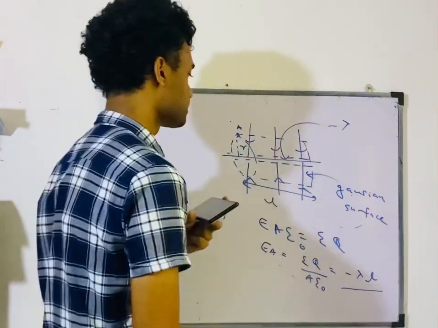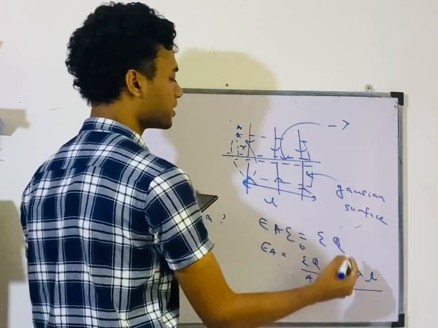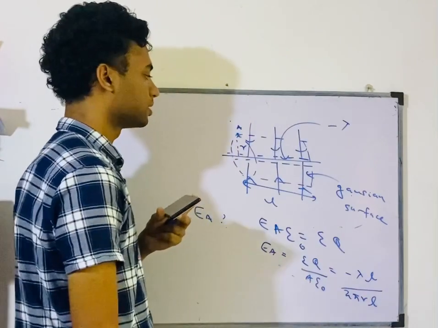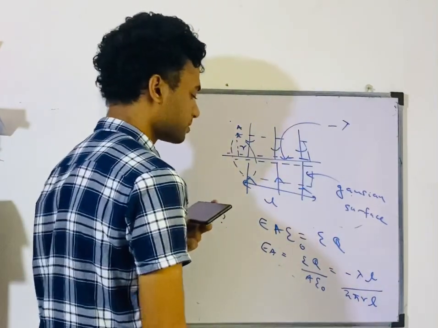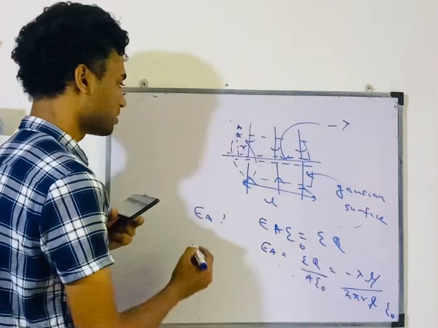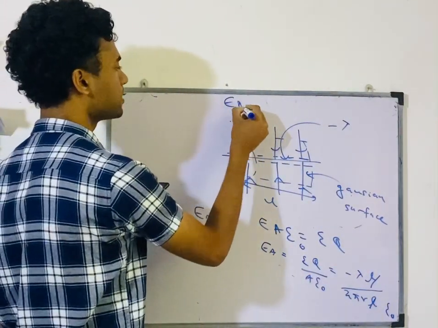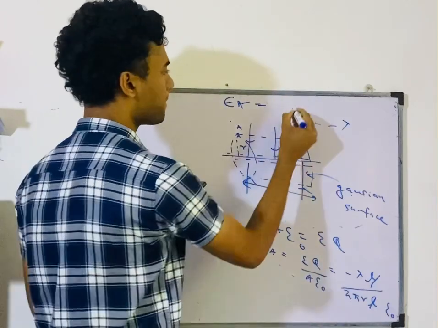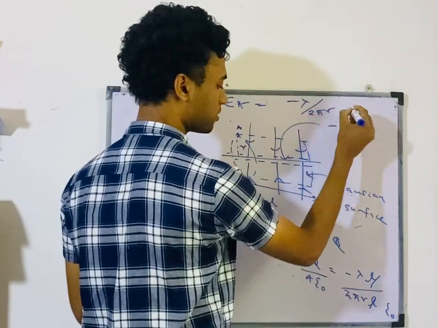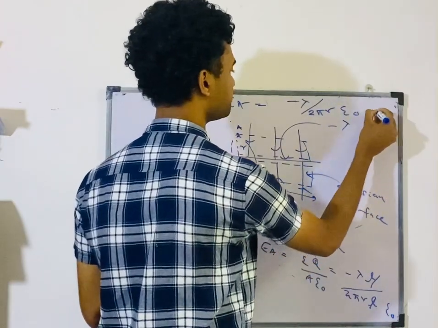What's the area of my Gaussian surface? Yeah, 2 pi r L. Then times epsilon naught. Can you see L and L cancel off? So you can see the electric field intensity at A is equal to what? Minus lambda divided by what? 2 pi r epsilon naught.